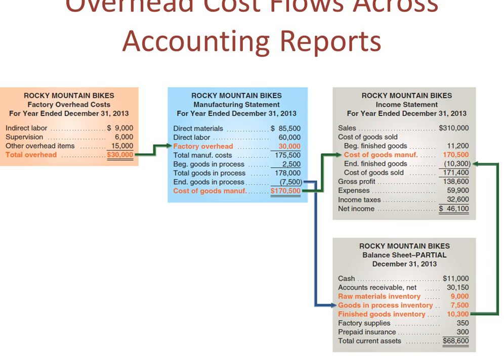Overhead cost flows. This will be a flow of information as you go through the manufacturing process, ending up with your manufacturing statement, which then is transferred into your income statement, and your goods in process into your balance sheet, which shows the raw materials, the goods in process, and your finished goods.